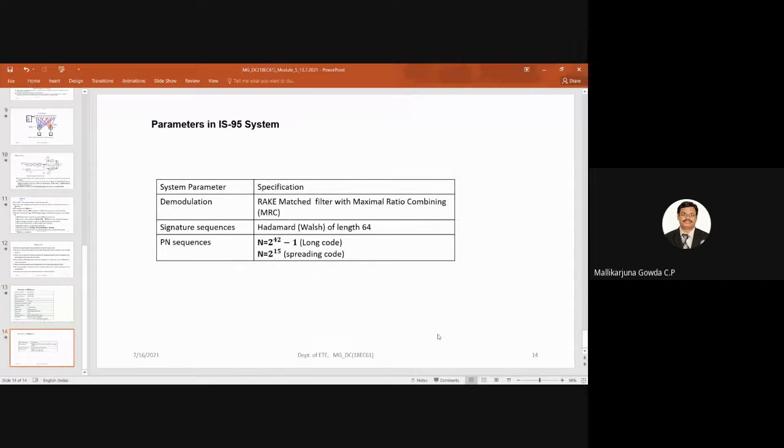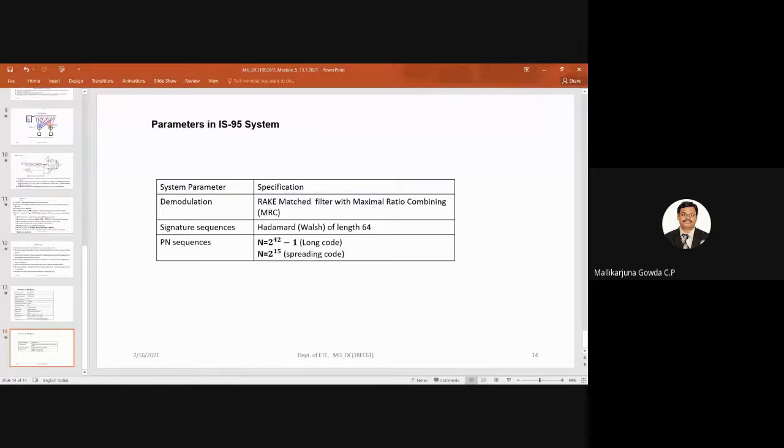And this is for the receiver. The type of receiver is either a rake receiver or, we say, maximal ratio combining, MRC. Then the sequence is element sequence, and the PN sequence is this. For the long code, the sequence length will be 2 power 42 minus 1, and for the spreading code, it will be 2 power 15. So these are the system parameters of IS-95.